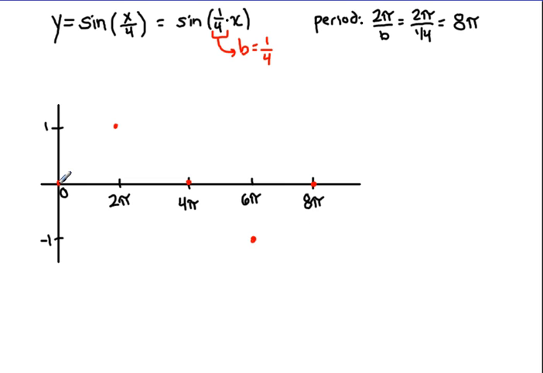All that's left to do is to connect these up with a nice curve, and we have a sketch of our sine graph of y equals sine of x over 4.